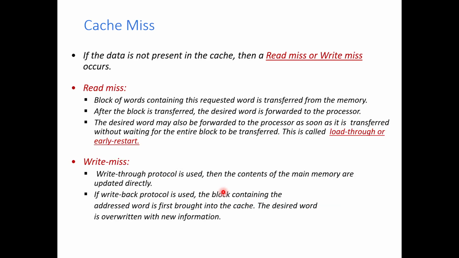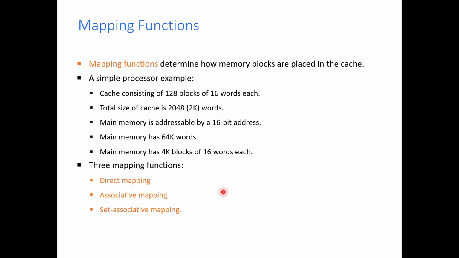Cache miss means here we are trying to read a particular block in the cache memory and it's not available. Then a read miss occurs. If the process is trying to write something into the cache and the particular block is not available, it's called a write miss. Then how do you go about accessing data from the cache memory?